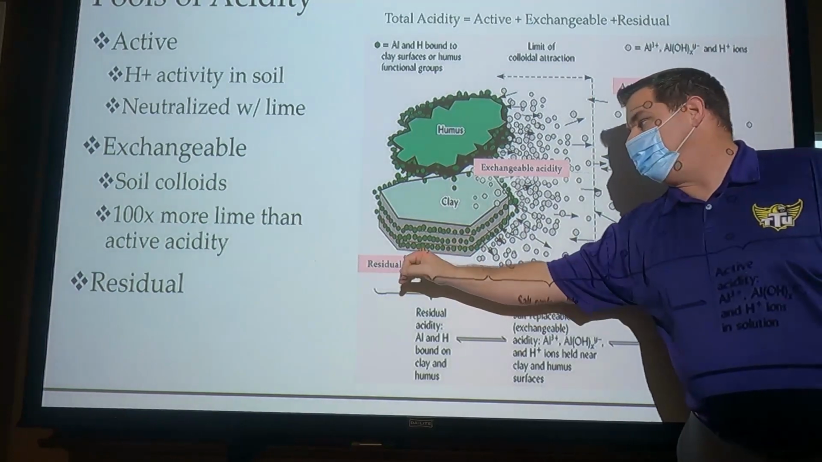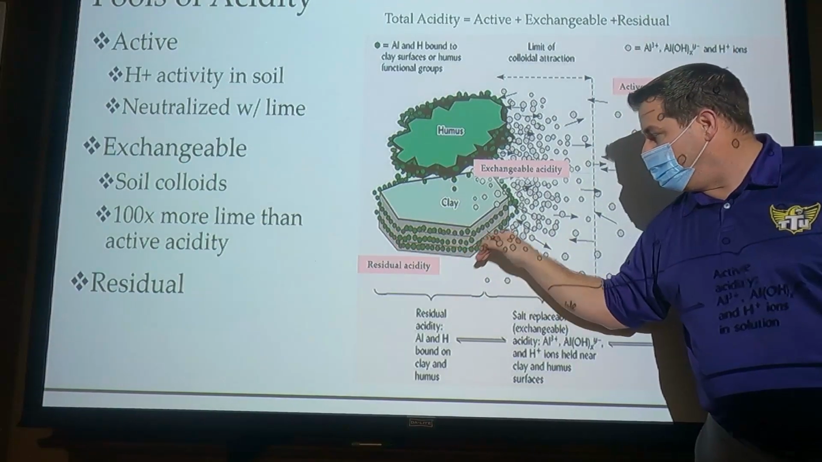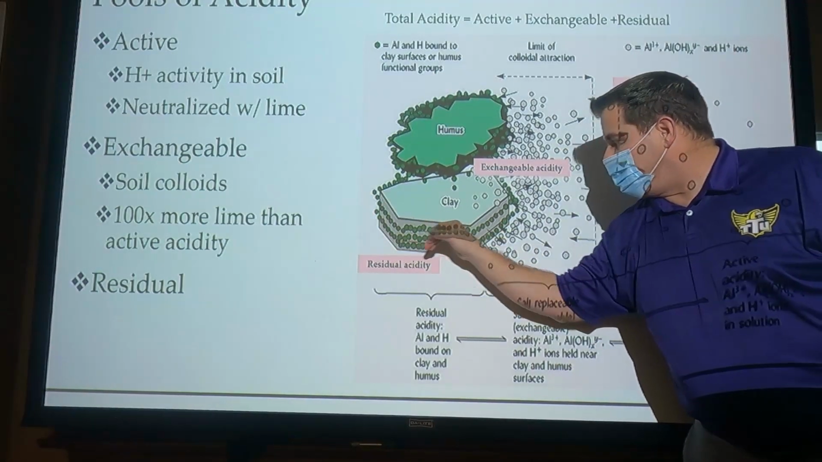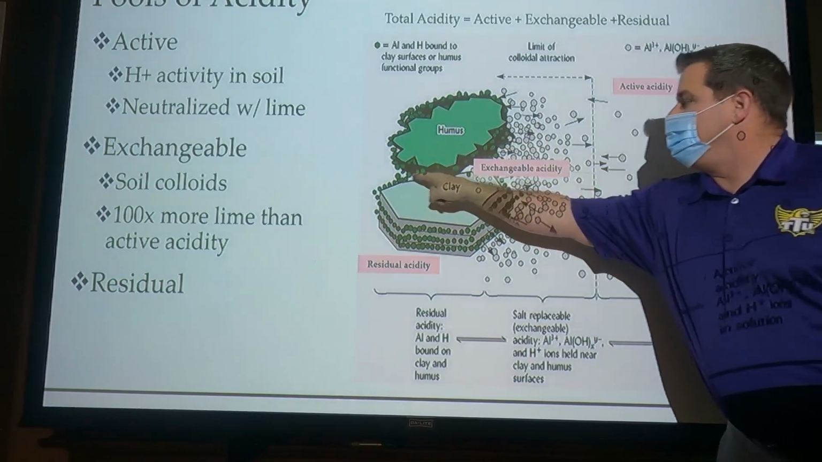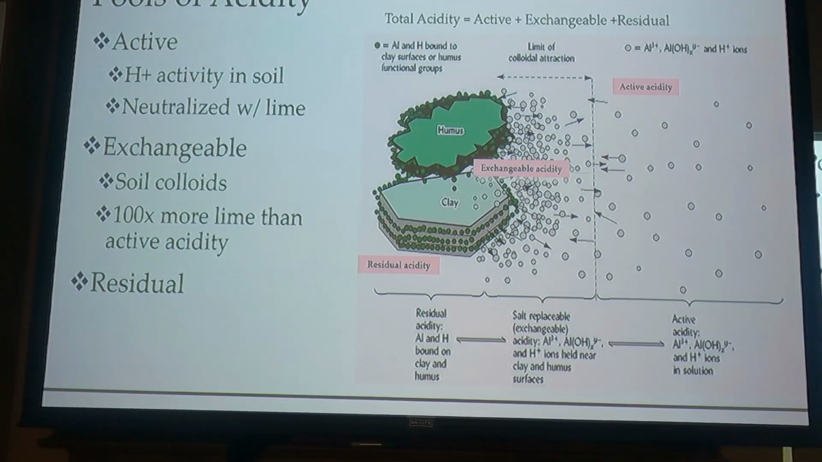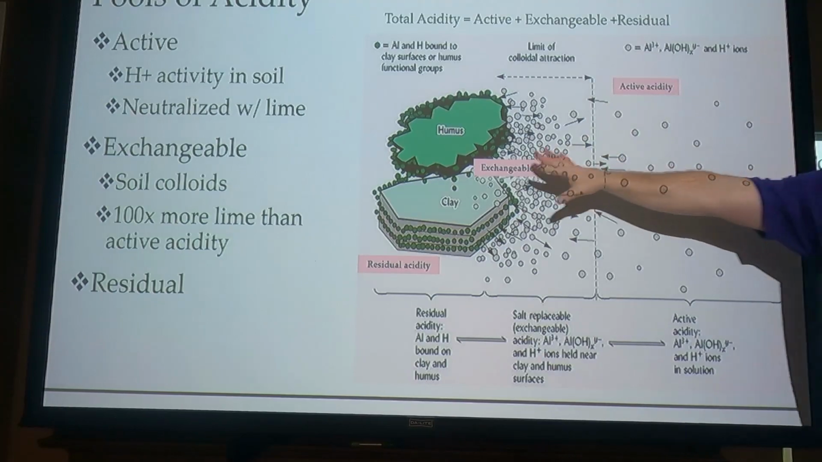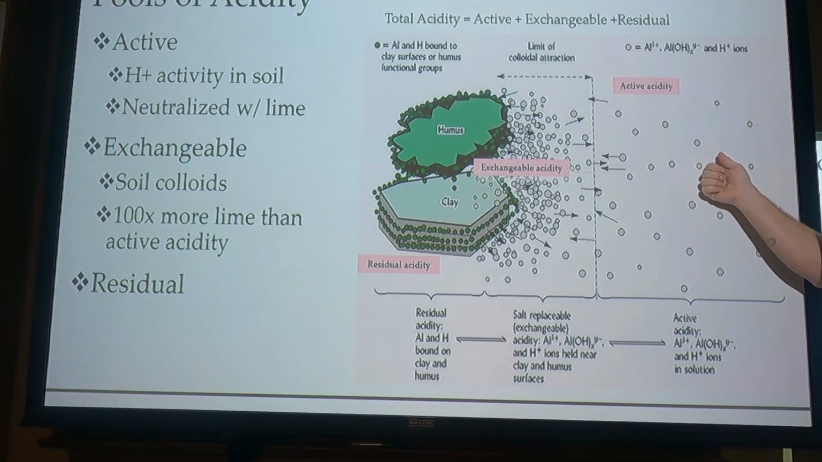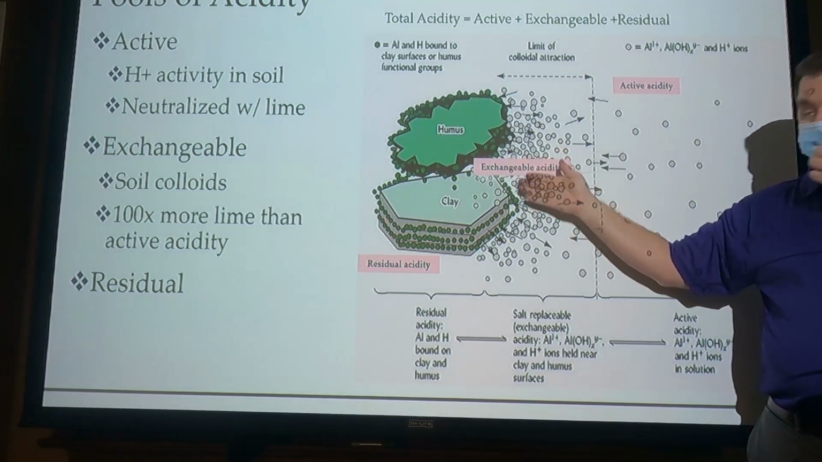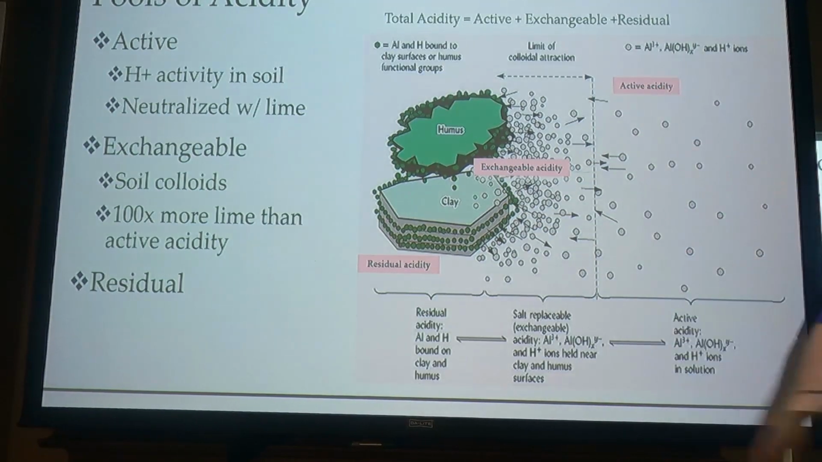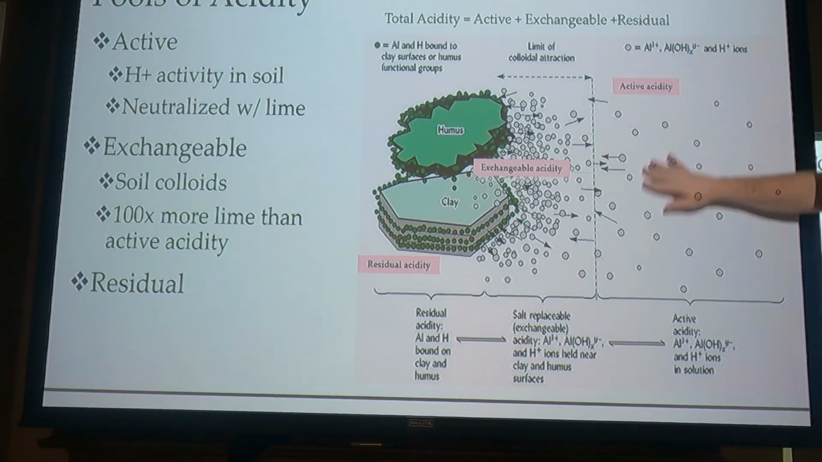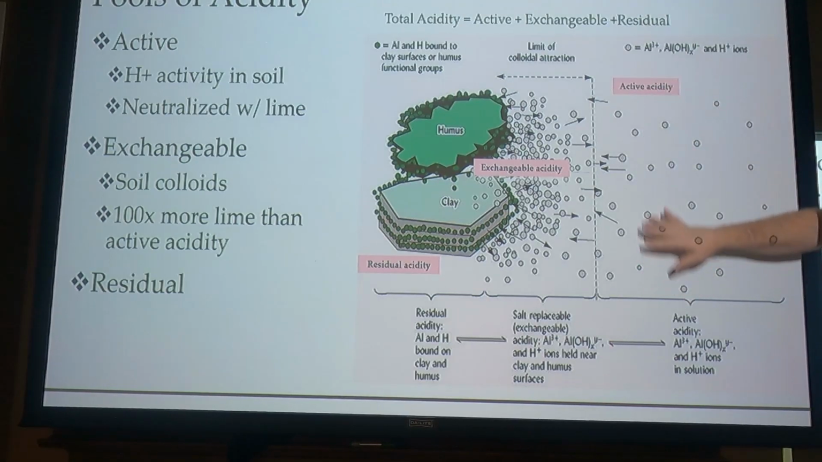And then finally we have the residual activity, which is the aluminum that is locked in, or hydrogen that is in the inner layers of our clay colloid or in our humus material. So once the active acidity is neutralized, the soil colloids will release some aluminums and hydrogens in order to balance that out. And when this is depleted, there will be some residual that fills up the exchangeable that will eventually overcome the active acidity. And so this is what our liming materials will neutralize first.